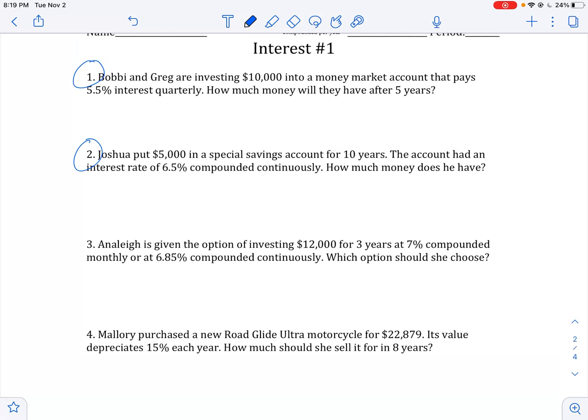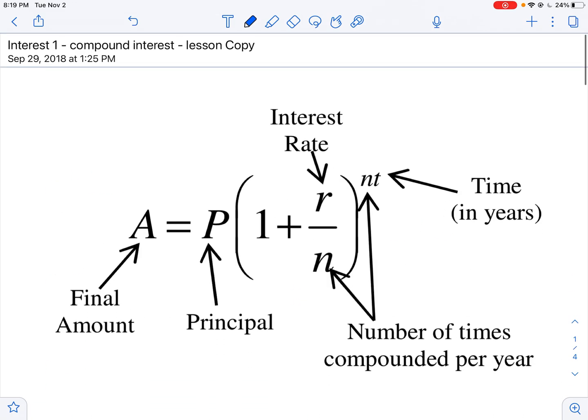All right, ladies and gentlemen, today we are going to go over compound interest. It's going to be great. Before we dive into the actual problems, let's get some formulas down so you can use them. All right, formula time.